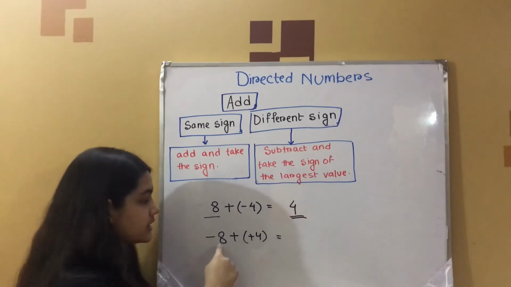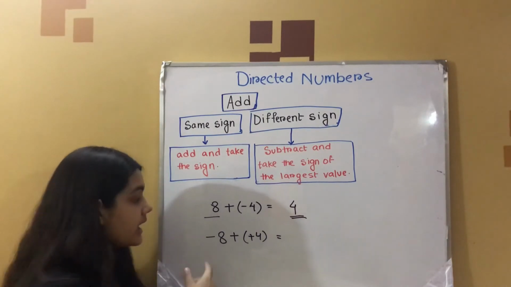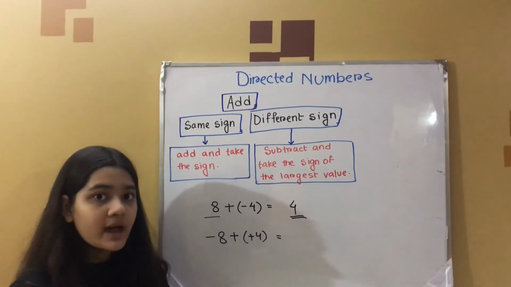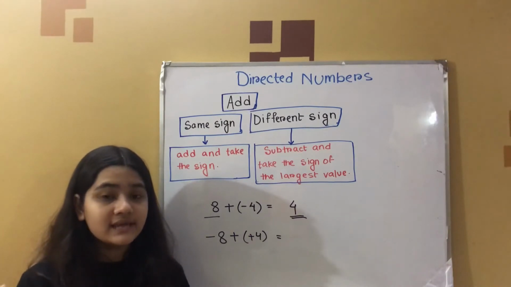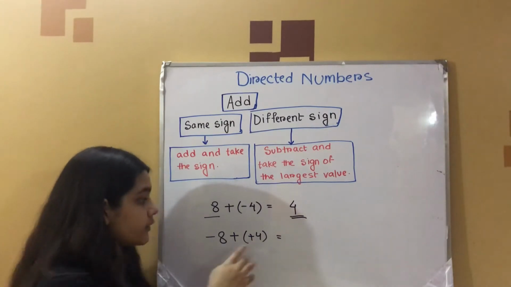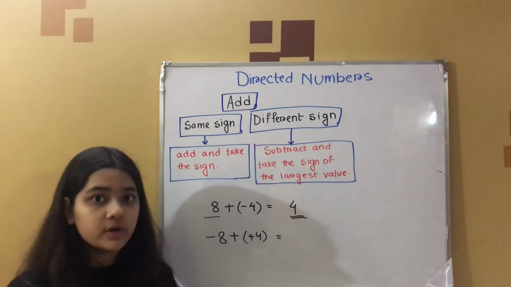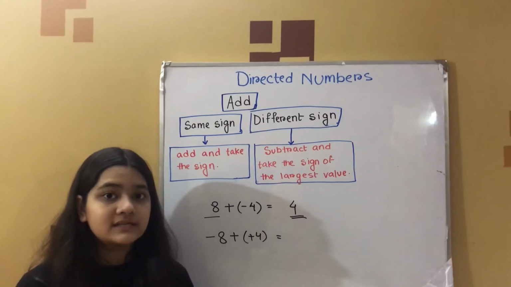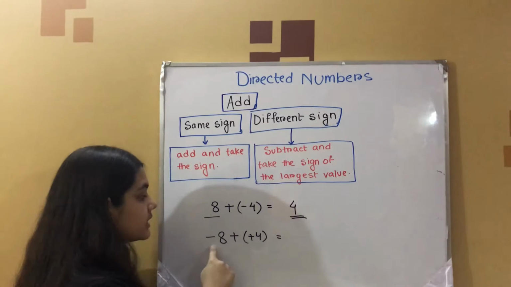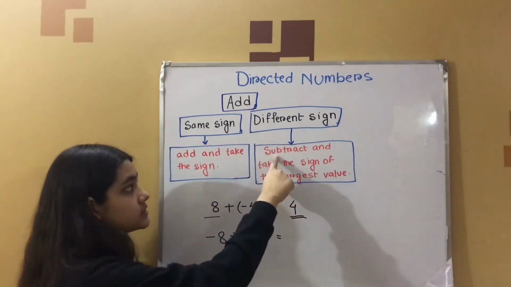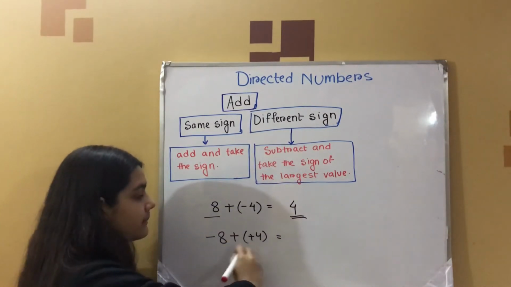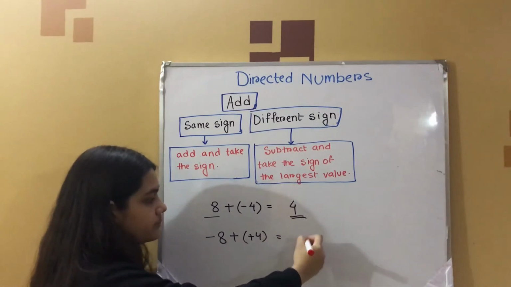Here also both the numbers have different signs. 8 has a minus sign before it, that means 8 is a negative number, and 4 has a plus sign before it, that's why 4 is a positive number. And their sign is different, so we are going to subtract. 8 minus 4, we get 4.